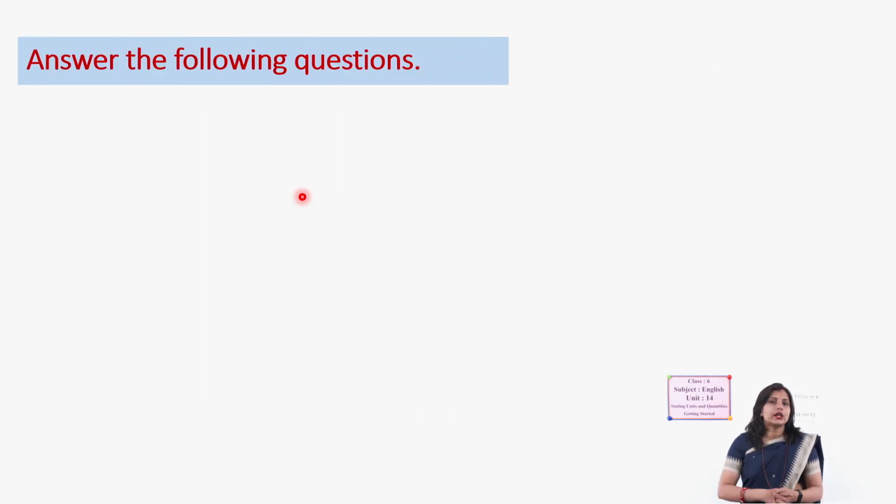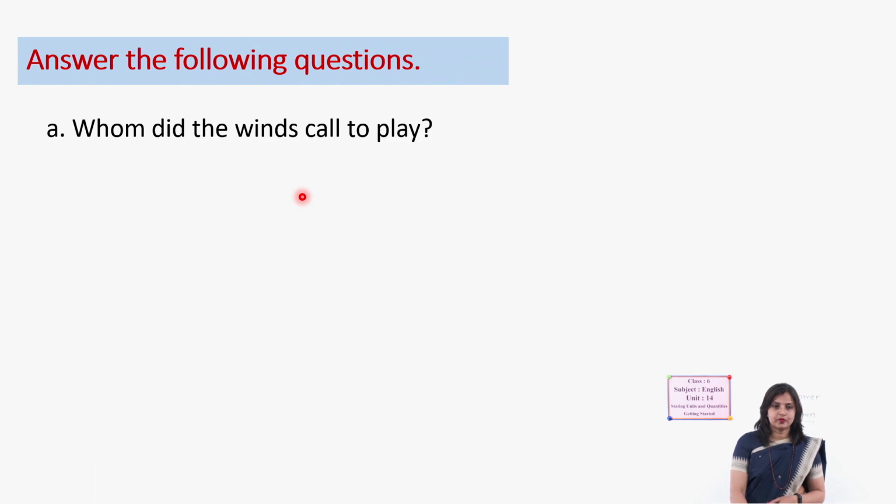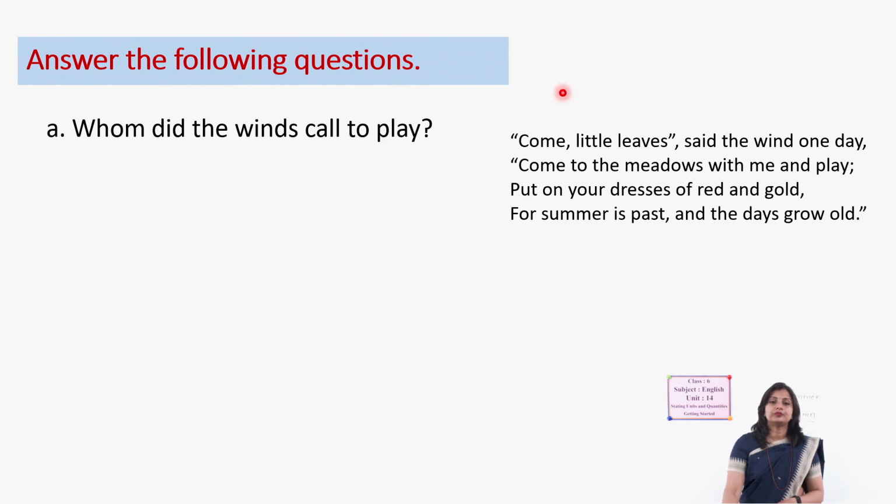Well, these questions are not given in your book, but I have kept them here so I can know how much you have understood. All right? Answer the following questions. If you have understood the poem, tell me, whom did the winds call to play? Whom? See there? Find the answer there quickly.